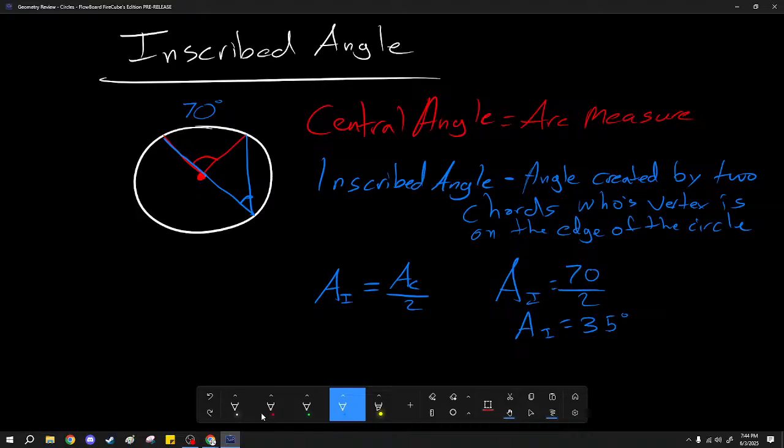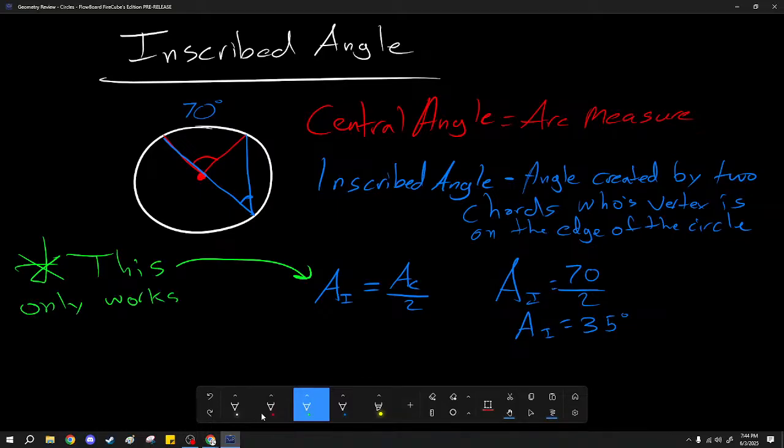There's not really any other trick to it. The only time this works, though, is very important. I'll put that in a different color so you can see it. This only works if their beginning points are the same. What that means is the points where the central angle starts and the points where the inscribed angle start need to be the same points. If they're not, then this relationship doesn't work.